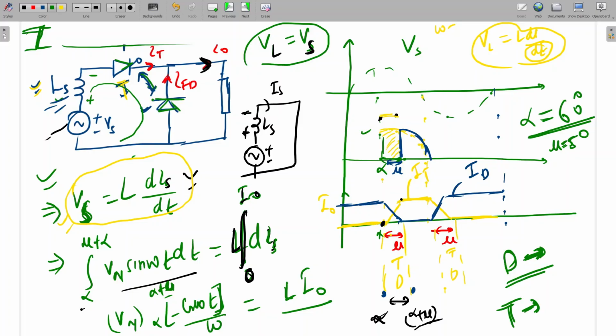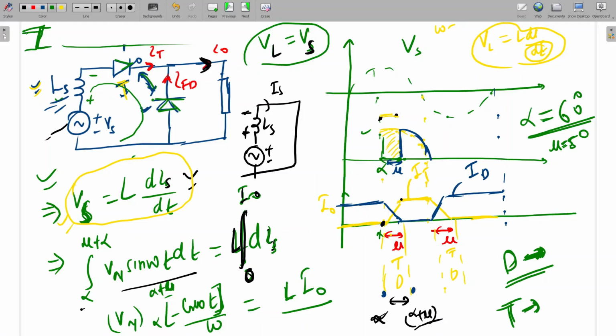Hello, am I audible? Yes, sir. It's visible here, no? Clearly. From this waveform only we can say how much. I have already drawn the thyristor current and diode current. 110 degrees, sir. How? Diode, how much will it conduct? Sir, 180 minus alpha minus 2 mu, sir. No, see, what you are telling? 180 minus alpha minus 2 mu.